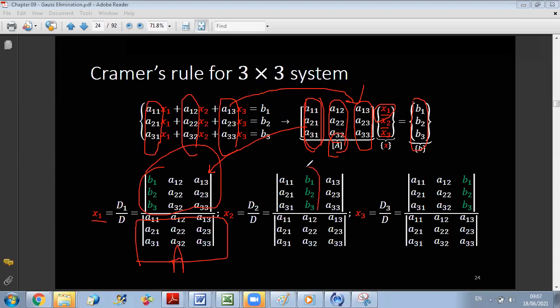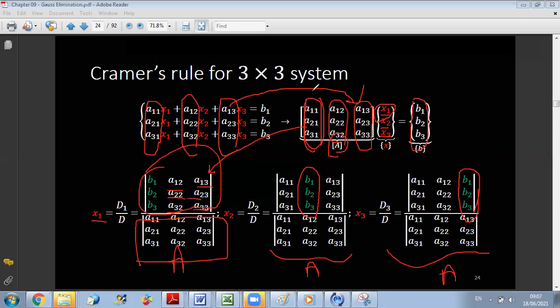The same procedure to get x2. Now you put b1, b2, b3 in place of the coefficients multiplying x2, and you divide by the determinant of matrix A. So here, this is the same matrix as you can see, I am just modifying the upper matrix. So for x3, I just put b1, b2, b3 in place of the coefficients multiplying x3.